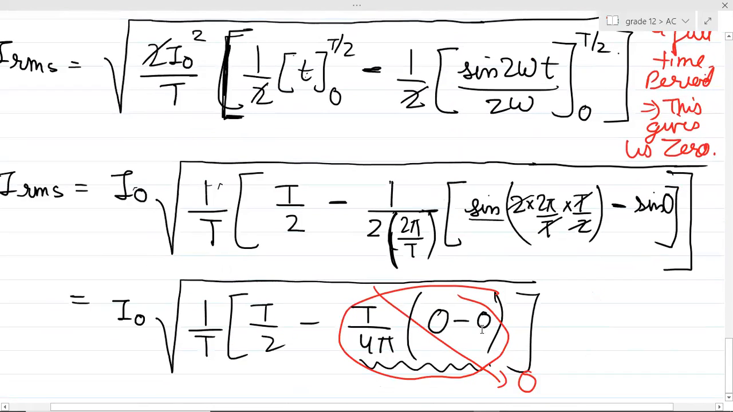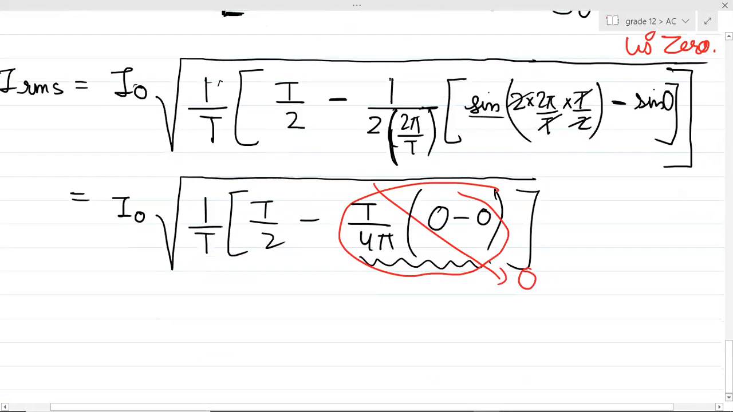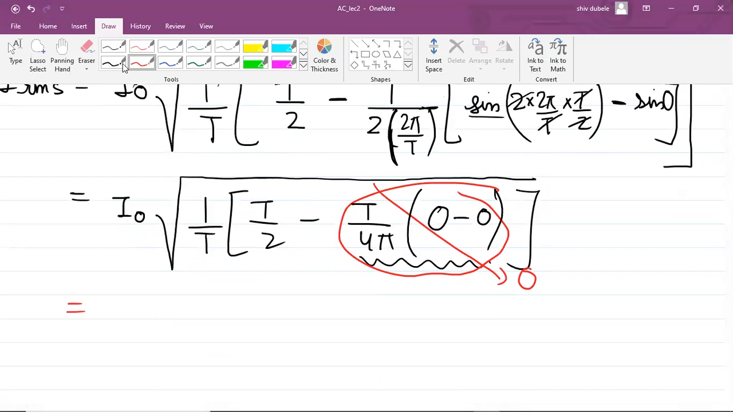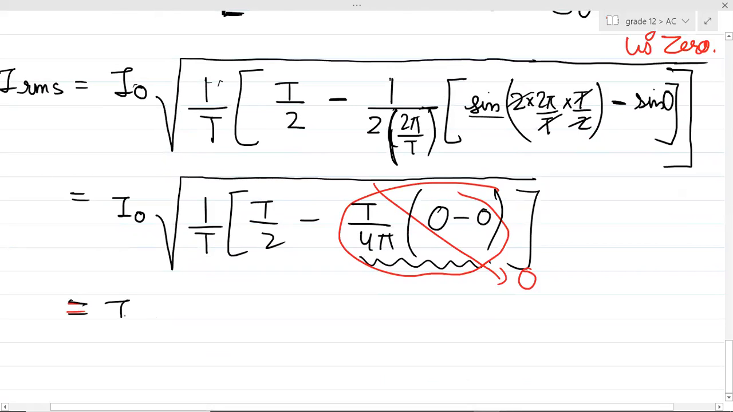So can you see the overall thing becomes 0. So always remember that note which I made you write. Whenever you integrate any periodic function, any, not necessarily sine cos, any periodic function over a whole time period, it will become 0. Okay. So this will be equal to I naught, and only this will remain now, right? Integration of 1 by T into T by 2. T and T will get cancelled out.